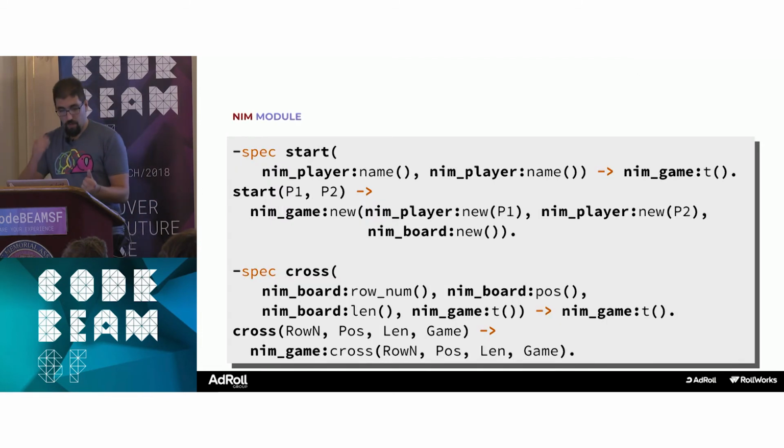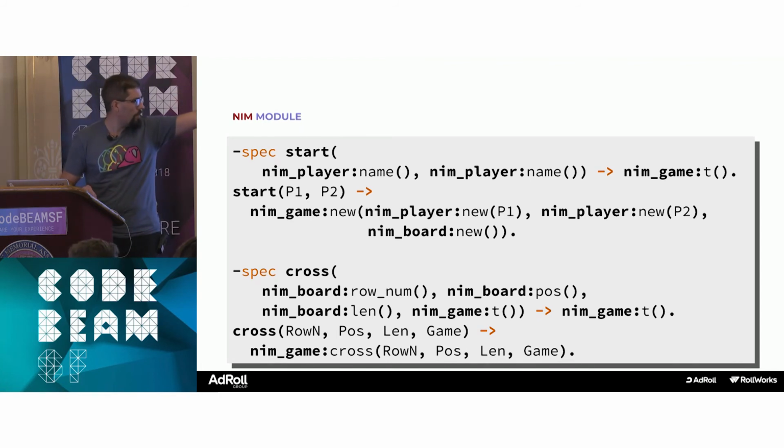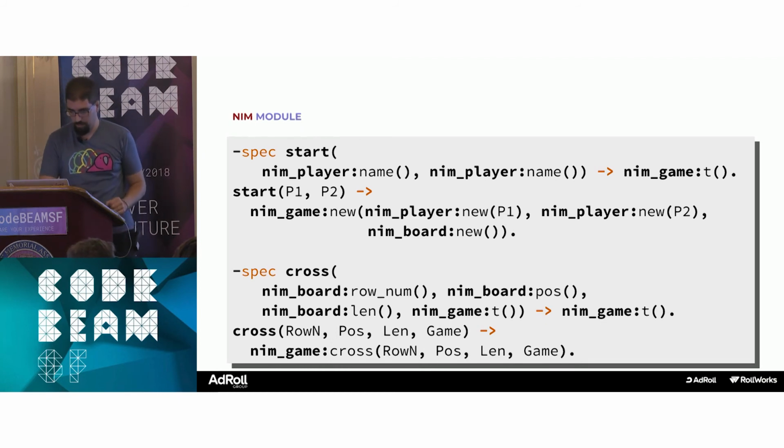Let me show you. So I have a facade module, the module for the game in general, called Nim. And this module has a start function that creates a game, but it doesn't build the tuple. It delegates the building of the game to a module called nim_game. It also doesn't build the players or the board or whatever. Everything is delegated to the actual modules that know how to deal with those things. The same happens with the function cross. And you see the types, they are all fully qualified with the module names. There is that thing on the top right, nim_game:t, I will show you in a second.